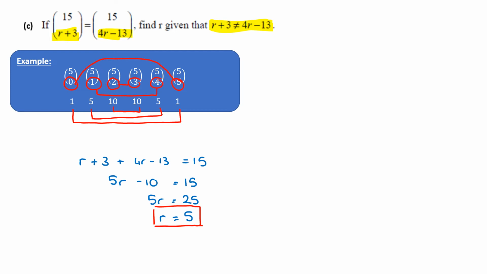These are called coefficients of the binomial expansion, because we see them when we're doing binomial expansion. But they are combinations, they are choosing.